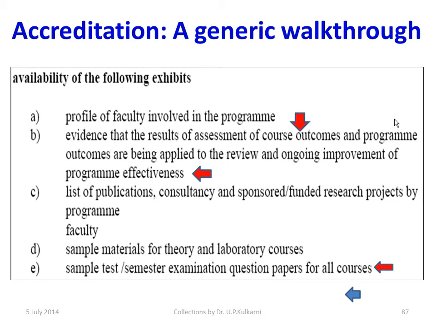Availability of the following exhibits. One is assessment of course outcome, reports on this. Program effectiveness is another important thing. This is particularly more important for autonomous institutions. Sample test and semester examination question papers of all the courses. Please note here that question papers based on the course outcomes defined and their attainments are very important. The quality of the question paper decides the quality of all academic activities in a given program.